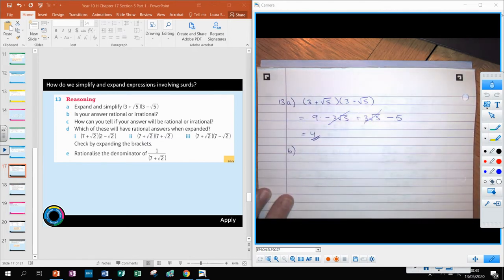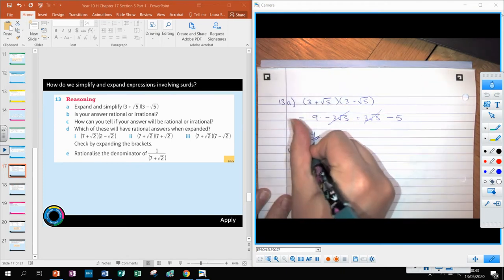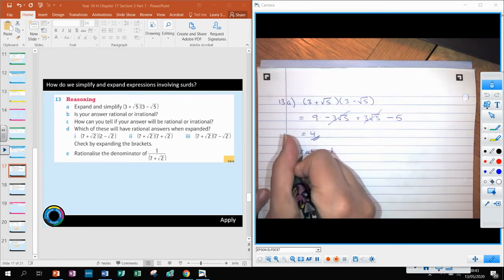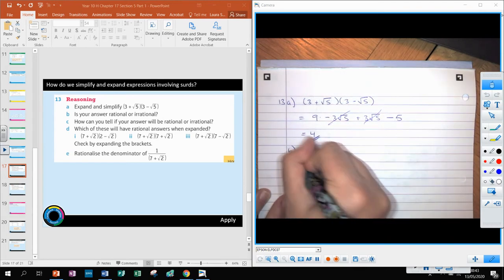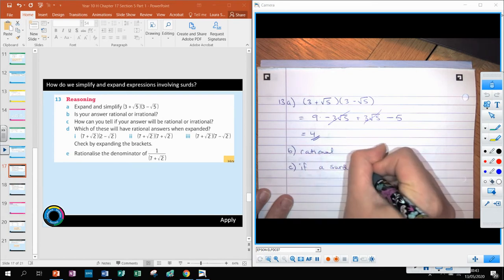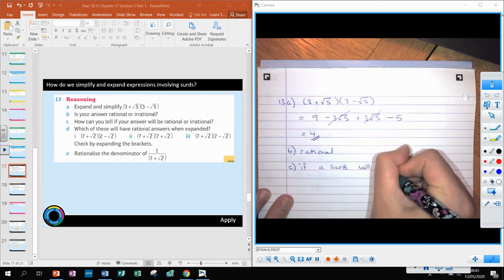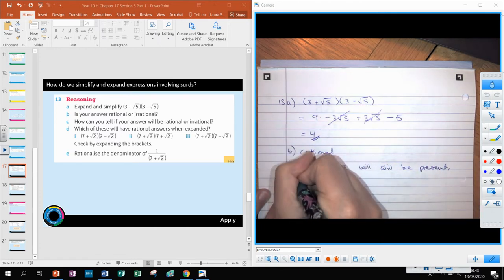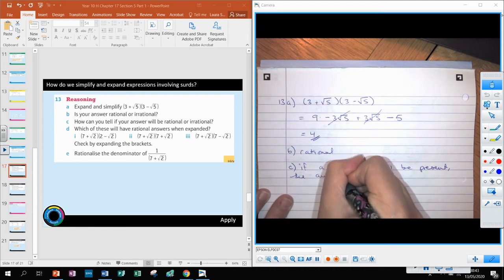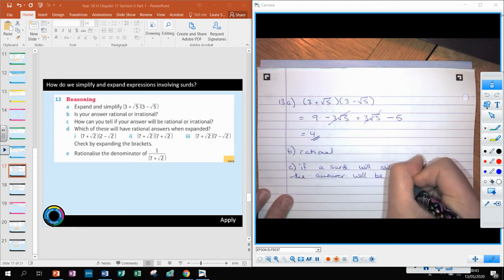Part B says, is your answer rational or irrational? Well, it's a whole number, so it's rational. Part C says, how can you tell if your answer will be rational or irrational? Well, if there's a surd present, it will be irrational. If the surd cancels out, it won't be irrational, it'll be rational. So if a surd will still be present, the answer will be irrational.